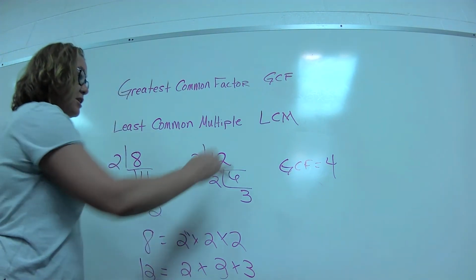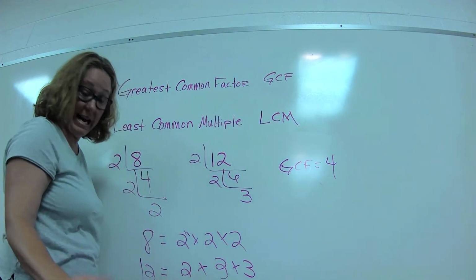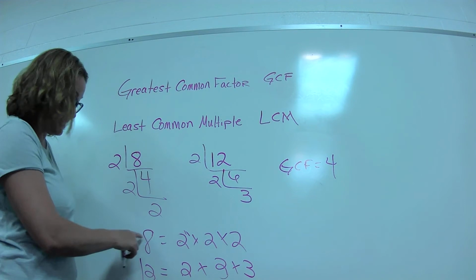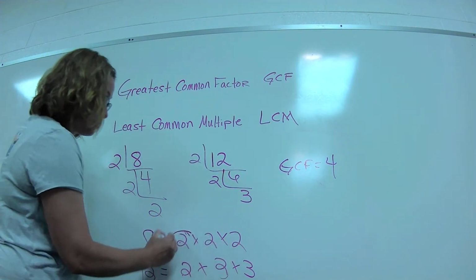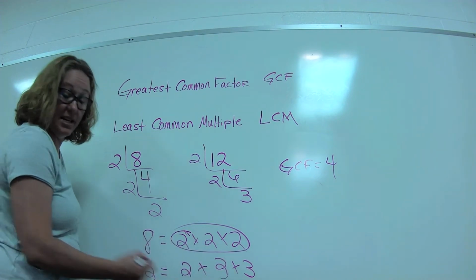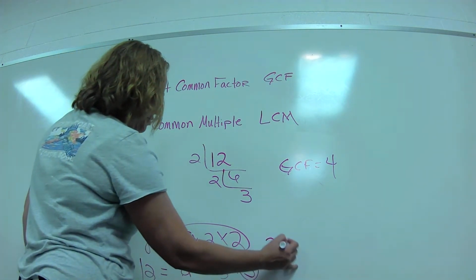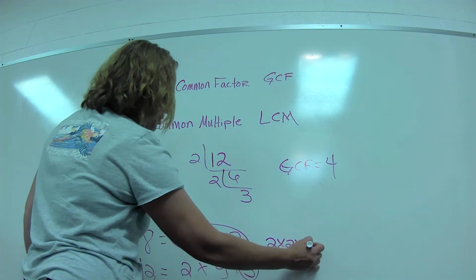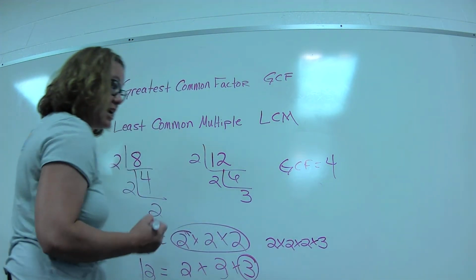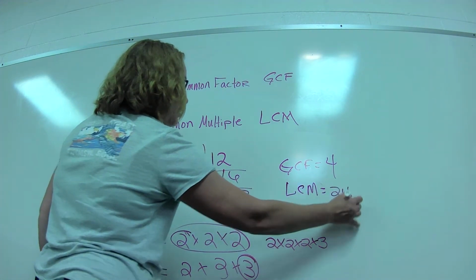All right, but for the least common multiple, remember multiple is multiplied. All right, so 8 has more 2's, so we're going to take all of these 2's, and then 12 has a 3, so we're going to multiply this 3. So we have 2 times 2 times 2 times 3, and so our least common multiple will be 24.